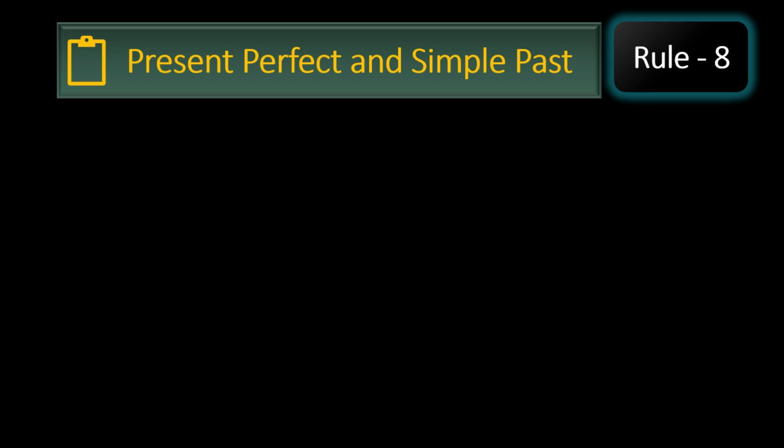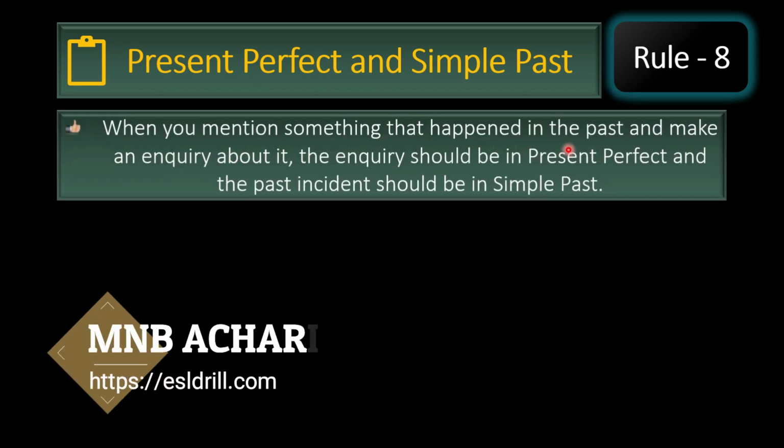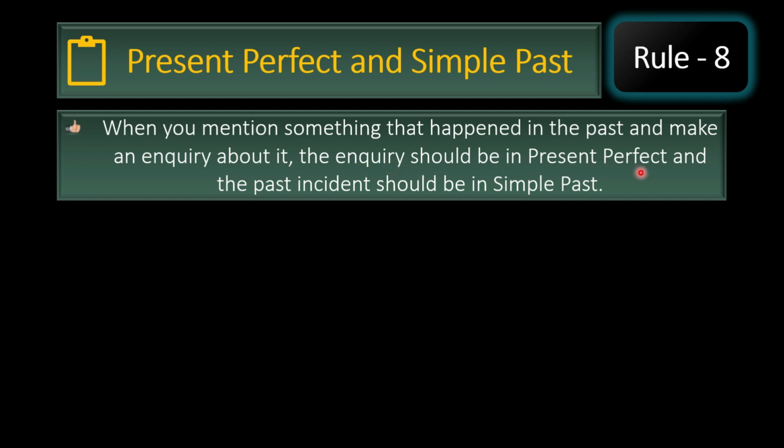Rule 8. We talk about both the present perfect and simple past here. When you mention something that happened in the past and you make an inquiry about the action now, the inquiry should be in present perfect and the real past event should be in simple past. See here, something happened in the past and you make an inquiry about that now. This inquiry should be in present perfect and the real past event should be in simple past.